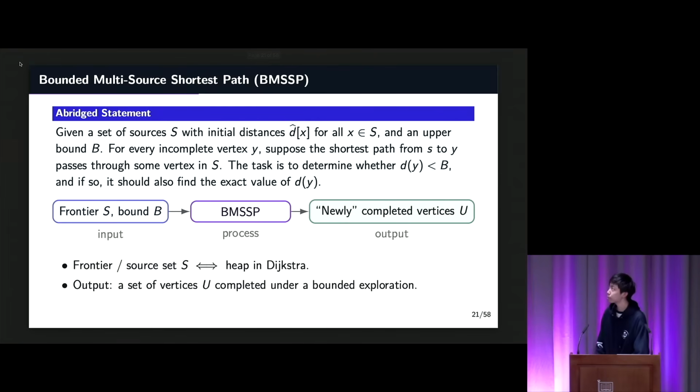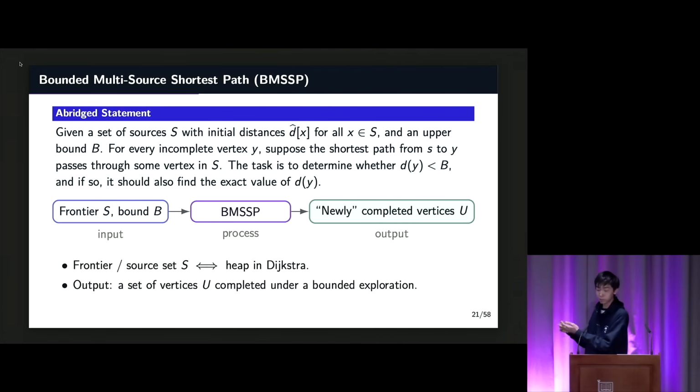Okay, so the first building block here is the bounded multi-source shortest path problem, BMSSP. Given a set of sources, S, with initial distances d hat x for all x in S, and an upper bound b, for every incomplete vertex y, we suppose that the shortest path from the source to y passes through some vertex in S. And the task here is to determine whether d of y is smaller than b or not. If so, we should also find the exact value of d of y, but if it's not, we don't really care.